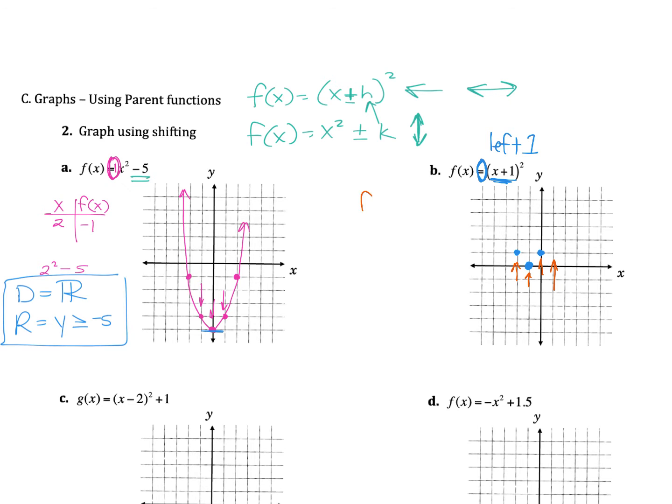So if I plug in f of 1, I get 1 plus 1 squared. 2 squared is 4. So if I go 1, 1, 2, 3, 4, that would be my point. Your axis of symmetry is here. So if we just reflect it, that's 2 to the right, so just go 2 to the left. And now you have that U-shaped curve, like so.